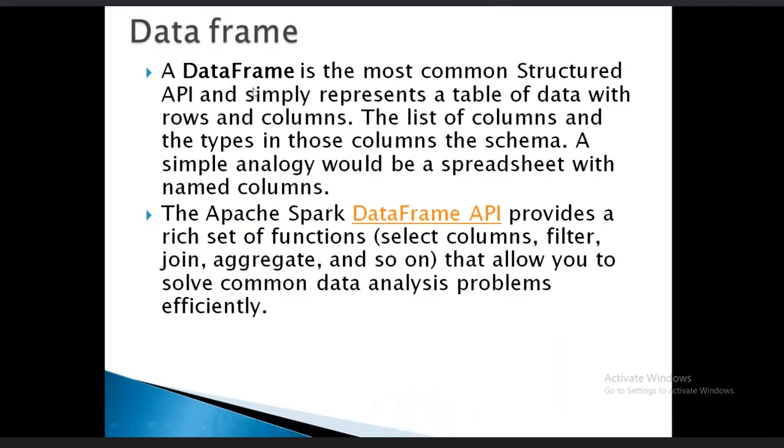You see, a data frame is the most common structured API and simply represents a table of data with rows and columns. A table is nothing but a combination of rows and columns, tuples and attributes, right? The list of columns and the types in those columns is the schema. It is a predefined structure.